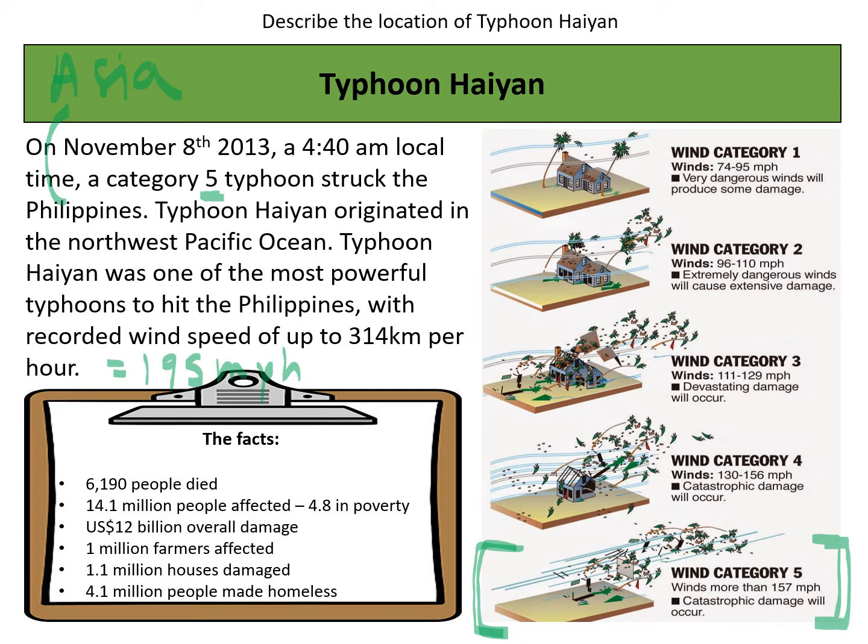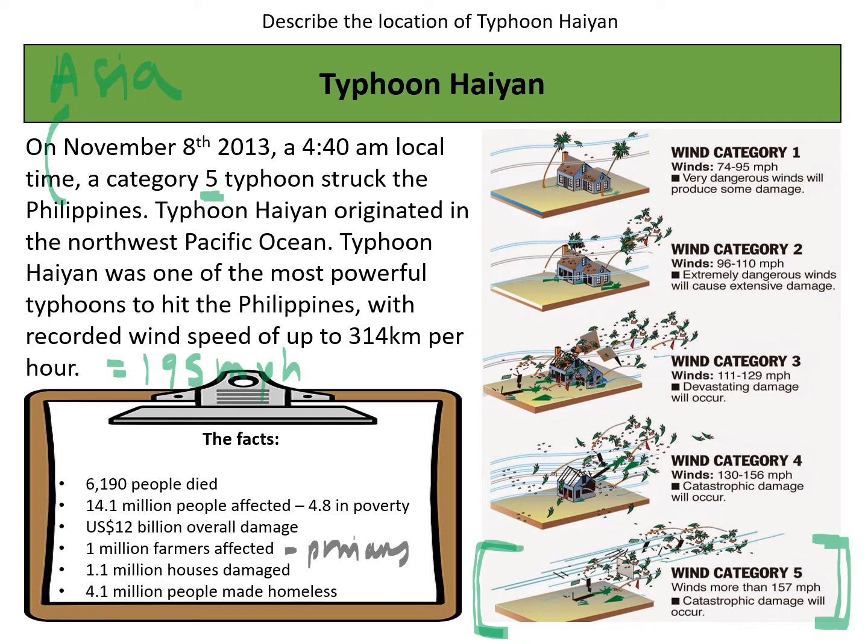So here are the facts. 6,190 people died. 14.1 million people were affected, and of those 14.1 million people, over a third of those, so 4.8 million, lived in poverty. The overall damage was $12 billion. 1 million farmers were affected, so people working in the primary sector and the secondary sector. 1.1 million houses were damaged, so people will have been left homeless, as it says there. 4.1 million people were made homeless.